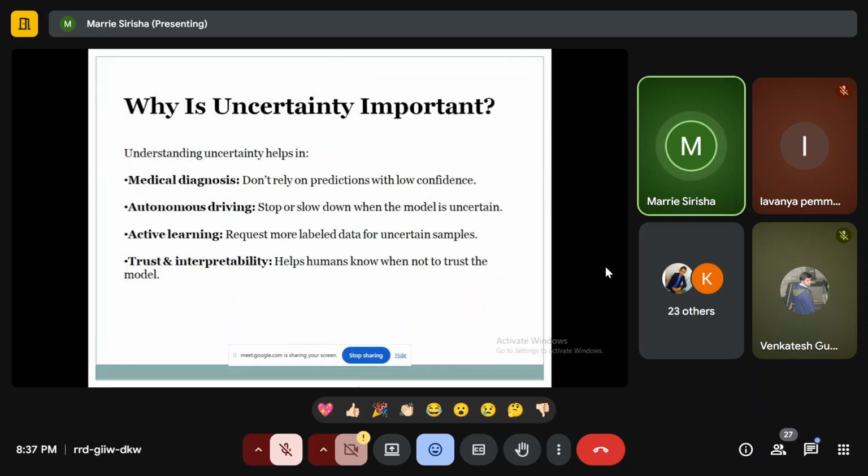So why is this uncertainty important? See, you have seen many examples, I gave you yesterday many examples and many applications in medical, in transport, and in technology, right? So here we have uncertainty issues.